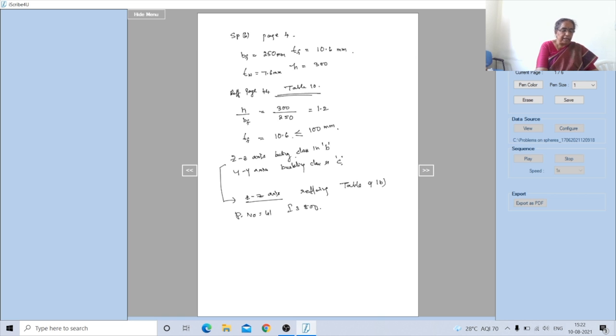Now, here the slenderness ratio starts from 10, 20, 30, 40, increased by 10, up to 250. So we will first calculate our slenderness ratio to refer to the table. KL by R. This being hinged, L equal to L effective, so it is 3000 divided by 129.5. Where we got this 129.5?